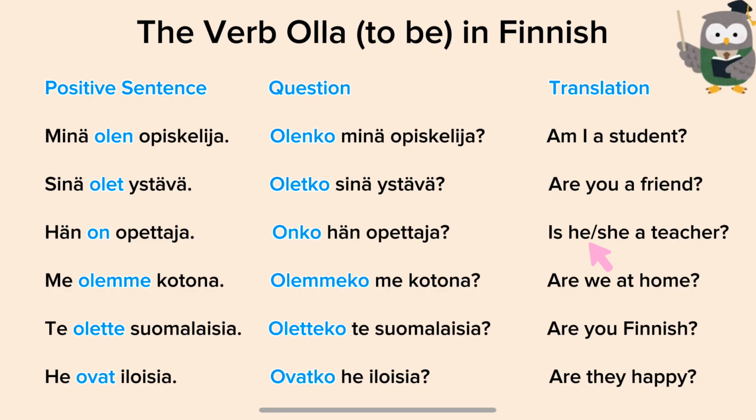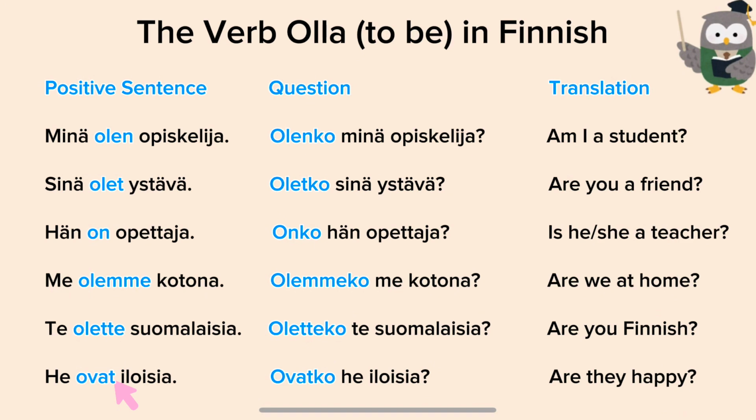Next up is me olemme kotona. We are at home. We move olemme before me and add ko. It's now olemmeko me kotona? Are we at home? Next, te olette suomalaisia. You are Finnish. Turn it into a question by adding oletteko before the subject te. It becomes oletteko te suomalaisia? Are you Finnish?